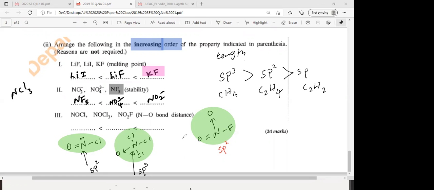Look at the screen now. In CH4 the CH bond length is greater, because CH4 has four single bonds like this. The CH bond length in CH4 is greater than in C2H4. C2H4 is like this, so the CH bond length will be less. And if you take C2H2, it's like this, a triple bond.